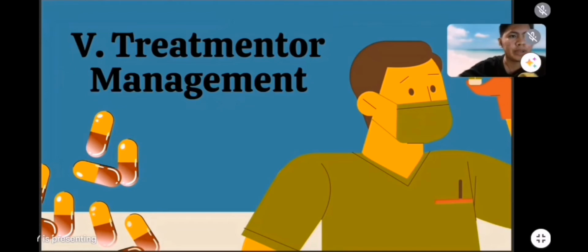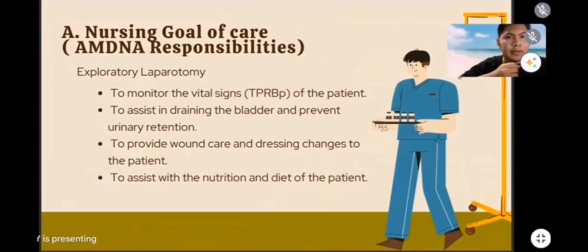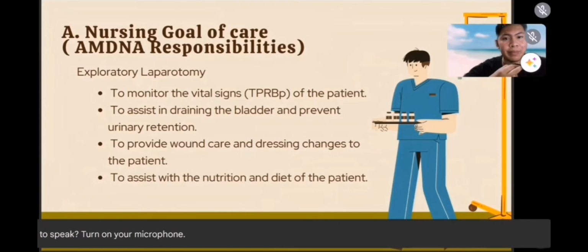Next is the treatment or management. First is nursing goal of care, nursing responsibilities, and the exploratory laparotomy. First is to monitor the vital signs of the patient, to assist in draining the bladder and prevent urinary retention, to provide wound care and dressing changes to the patient, and lastly to assist with the nutrition and diet of the patient.